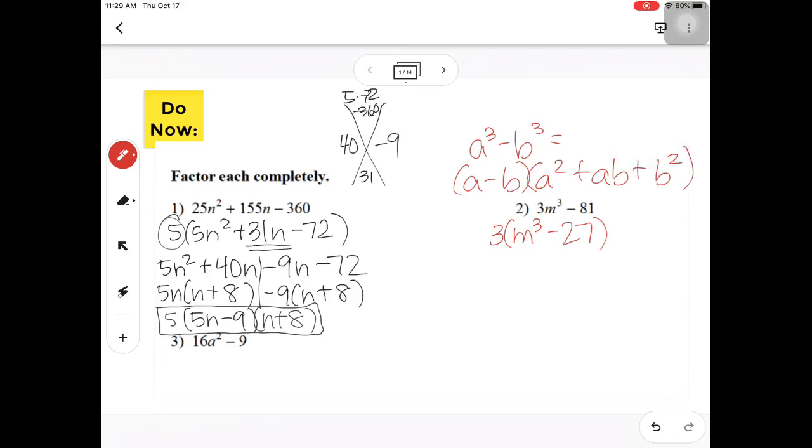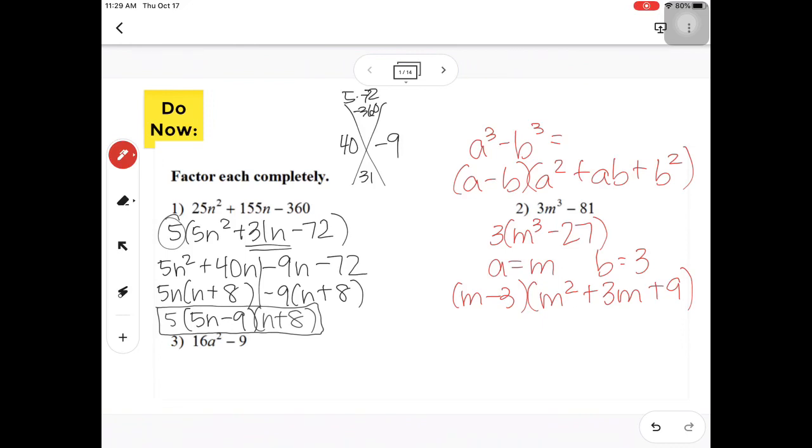So if I have m cubed minus 27, that means my a value, if I cube root m cubed, is just m. And my b value, if you cube root 27, is just 3. And then I'm going to go ahead and fill that into my formula. So it's m minus 3 times m squared plus 3m plus 9.